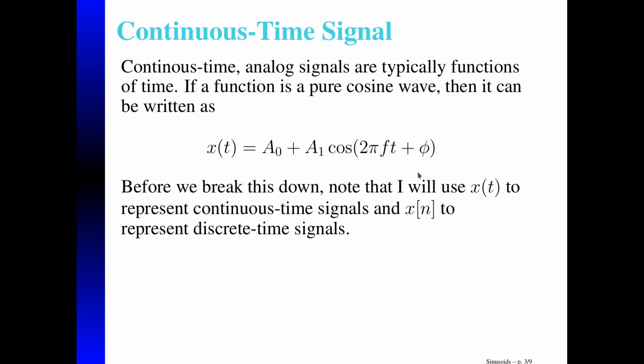Now before we see what each of these variables stands for, let me point out that I'm going to use parentheses, x of t, to represent a continuous time signal, and I'll use square brackets to represent discrete time signals. Some authors use x of t with parentheses for everything, or they might say x of n but still use parentheses. I just think this makes it a little easier to identify what you're talking about, so I prefer to do that.